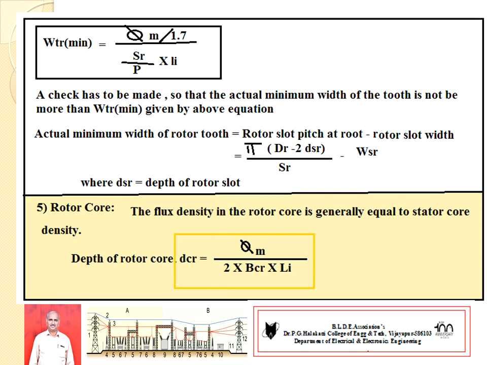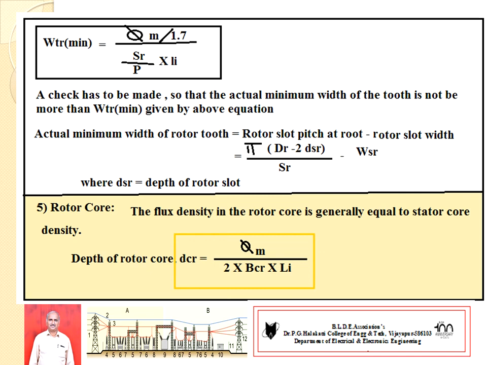So we have to consider the diameter throughout the depth of the rotor teeth. At that point you have to consider the diameter. Generally slot pitch equals pi d by s. Already we know slot pitch equals pi d by s. Here we are taking the rotor, therefore rotor slots. Then the diameter is DR minus 2 DSR with respect to the teeth portion, where DSR equals the depth of rotor slots.